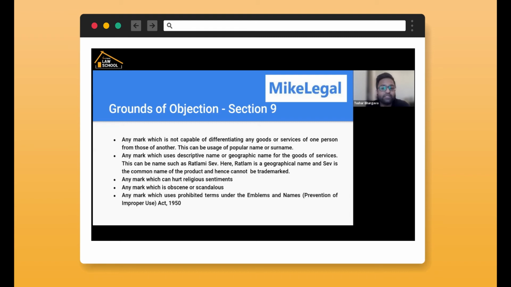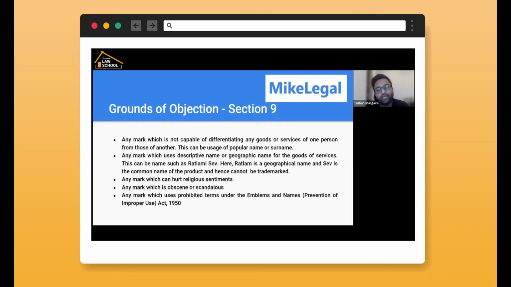Now, Ratlami sev is basically derived from Ratlam, which is the name of a geographical location, and sev is a common food item that we are all accustomed to and aware of. This cannot be trademarked and will attract a Section 9 objection, primarily because it contains a geographical name and a name used in the common parlance.